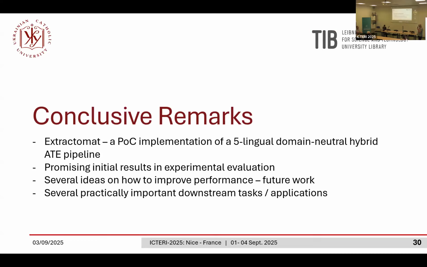This is it. To conclude, we presented our proof of concept implementation of a 5-lingual domain-neutral hybrid ATE pipeline as a baseline, with some improvement using embeddings, which is re-rank. The name is Extractomat, with fully publicly available code and data on our GitHub. Promising initial results in experimental evaluation, which I have shown to you. Several ideas on how to improve performance are left for future work, and several practically important downstream tasks have also been mentioned in terms of going to higher semantic levels. We're just waiting for some funding for that.